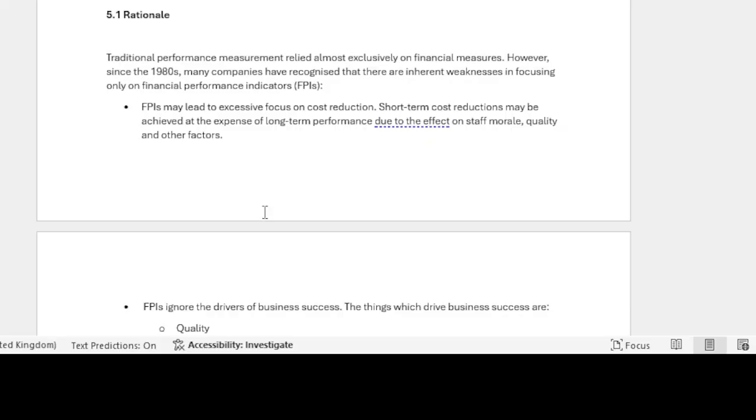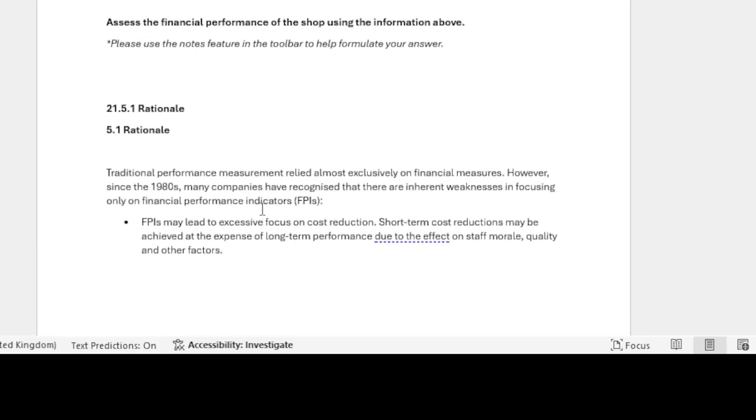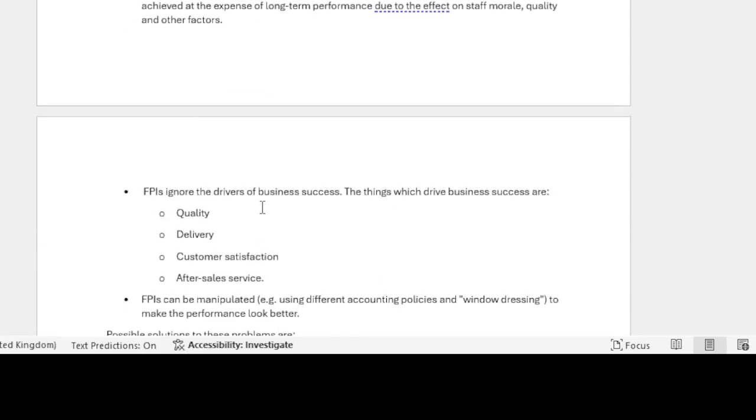So the financial performance indicators mainly will focus on maybe cost reduction in the short term. They may ignore other drivers that would affect the business success, maybe the delivery, maybe the after sales services that you offer to the customers, customer satisfaction from the goods they've taken, or even the quality of the goods that you're producing for the clients. So financial performance measures usually do not put into consideration, or they tend to ignore, those other factors that would affect the company's performance.